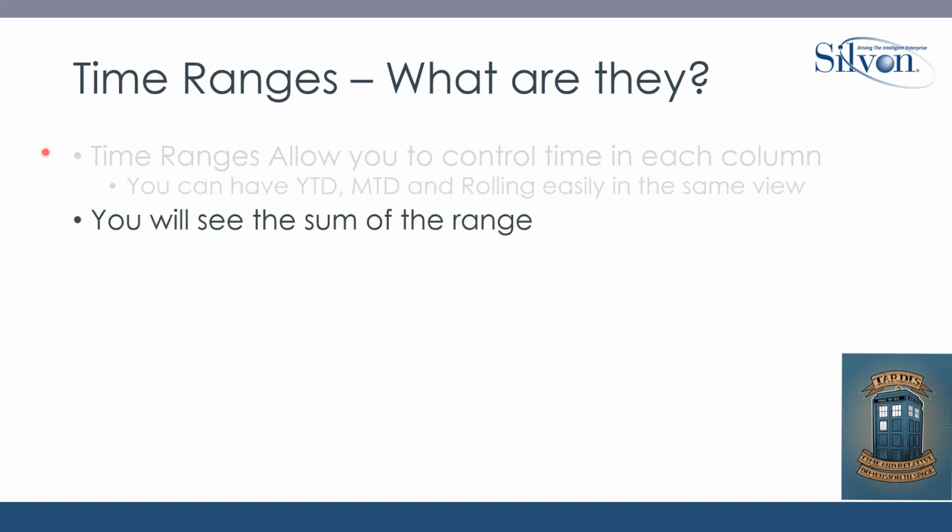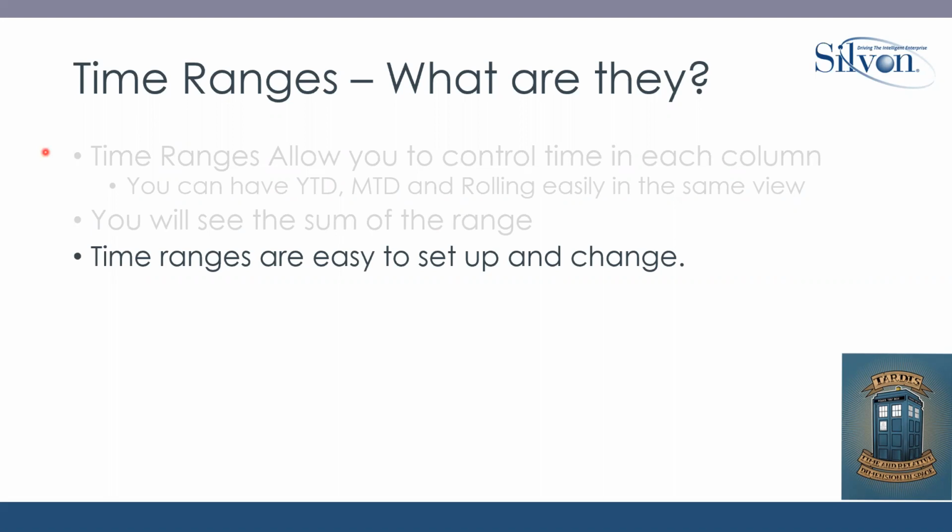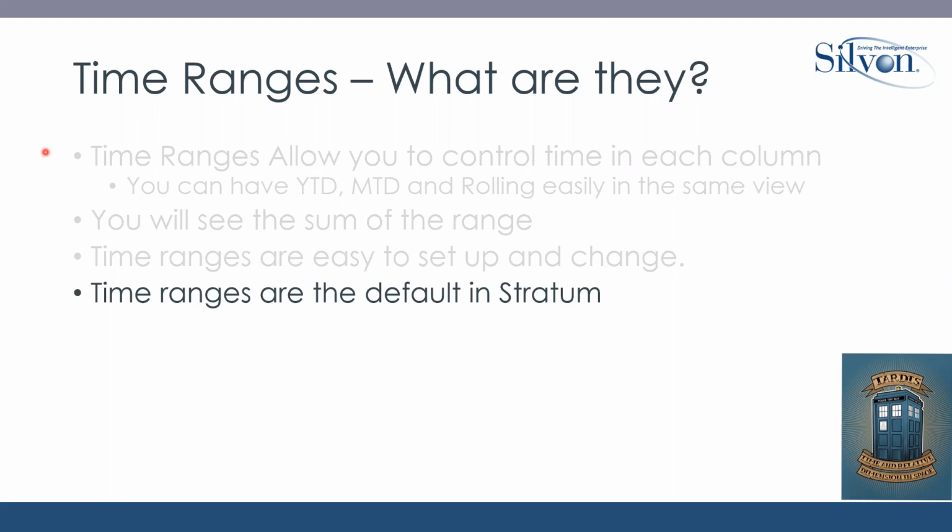When you use time ranges, you'll see the sum of the range that you've specified. They're easy to set up. When we set up ranges, there's, amazingly enough, a from and a to that define the range. So a range has to have a beginning and an end. And they are the default in Stratum. If you created a view from scratch, a lot of views that people just happen to create default to ranges, because that is the default in Stratum. It's the most common thing that we see customers using.